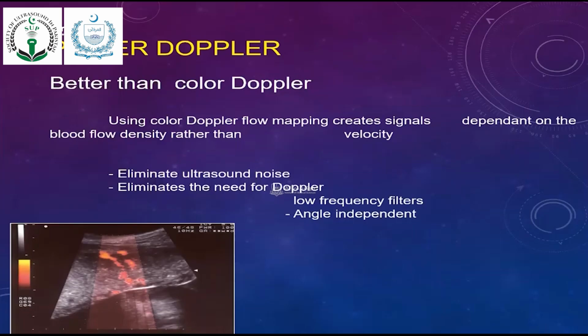Power Doppler is better than color Doppler. So color Doppler flow mapping creates signals dependent on the blood flow density rather than velocity. So density is also important. It eliminates ultrasound noise. Low frequency filters are used and power Doppler is not angle dependent.